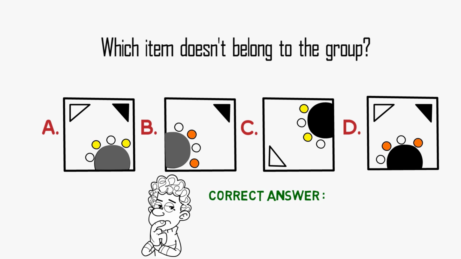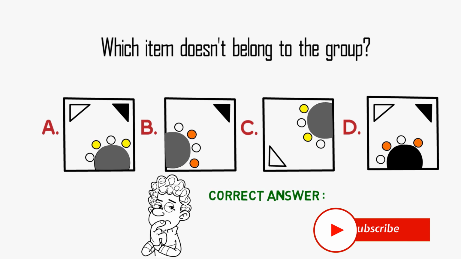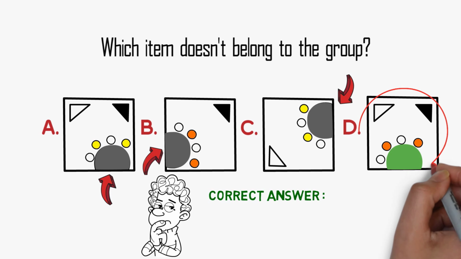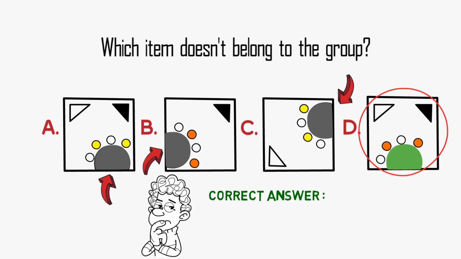And as you can see, all half circles are attached to the corners of the square. You see this in the shapes A, B, and C. But in shape D, the half circle is placed in a different location. It is in the bottom middle of the square. This is why the item that doesn't belong to the group is the choice D. So the correct answer here is choice D.